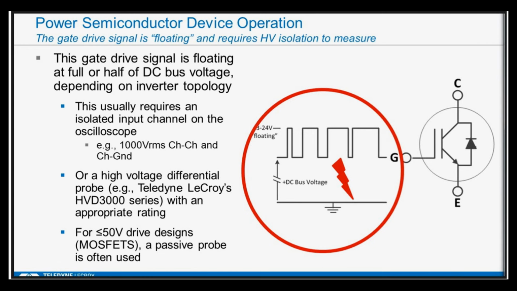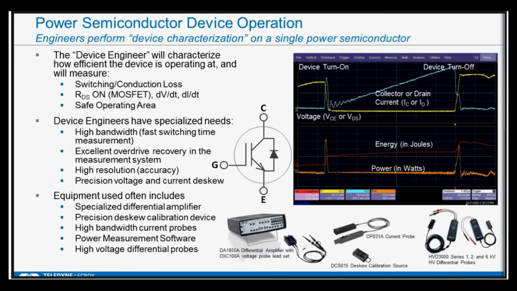You have to use one of two solutions. One could be an isolated device like a scope, which might be used by a facilities engineer, or something with an isolated input of some other kind, or you could use a high voltage isolated probe, which we make. They're common. They're a high voltage isolated differential probe, and that will protect the instrument and the operator when you want to look at that gate drive voltage.